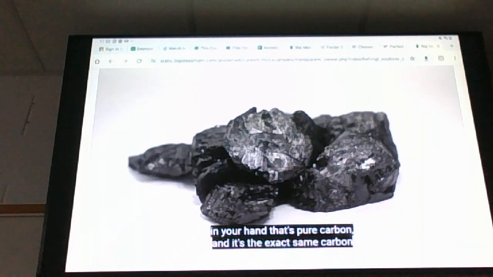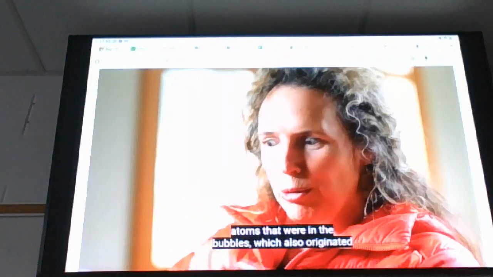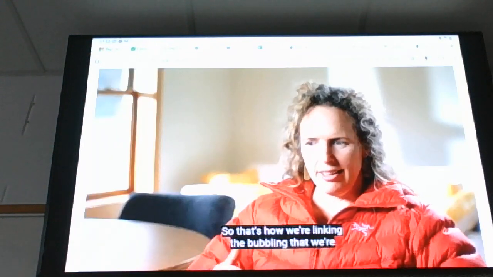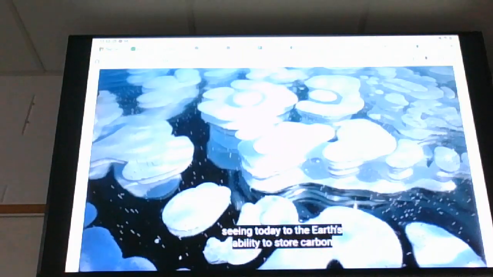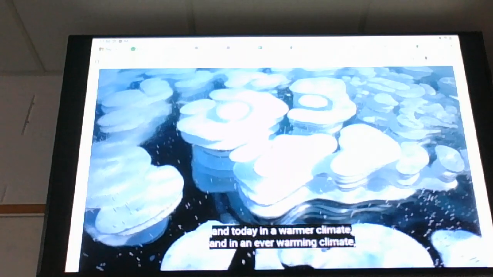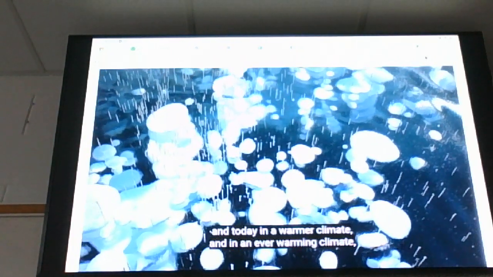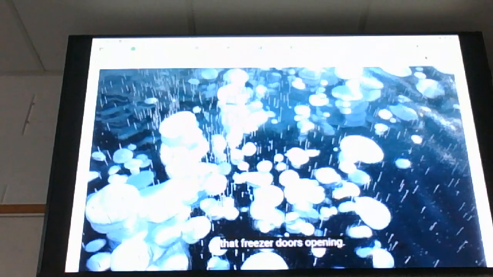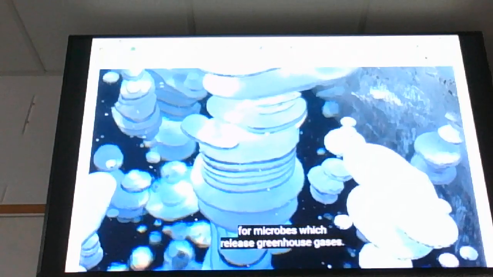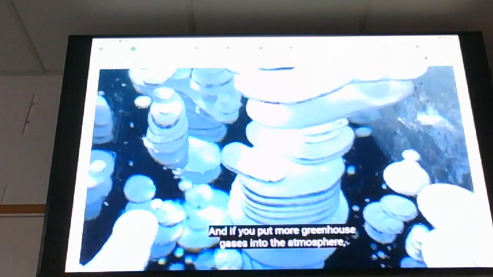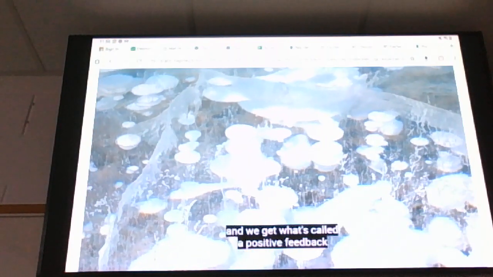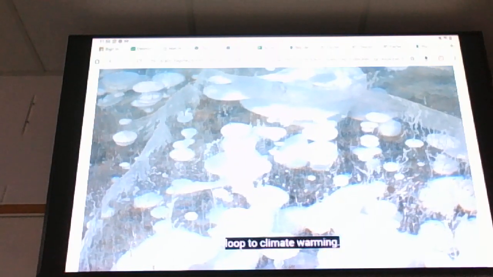And it's the exact same carbon atoms that were in the bubbles, which also originated from the dead ice age animals. So that's how we're linking the bubbling that we're seeing today to the Earth's ability to store carbon away in a freezer during the ice age. And today, in a warmer climate and in an ever warming climate, that freezer door is opening. More of that frozen carbon is thawing out and becoming food for microbes, which release greenhouse gases. And if you put more greenhouse gases into the atmosphere, it causes more warming and more thaw, and we get what's called a positive feedback loop to climate warming.